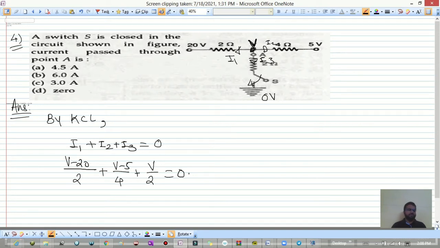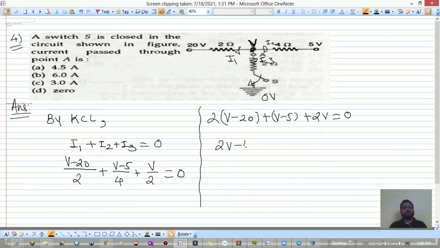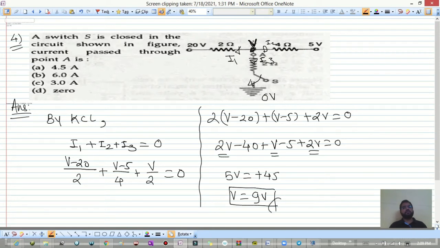Now multiply by 4, and you will get V minus 20 times 2 plus V minus 5 plus 2V is equal to 0. So you will get 2V minus 40 plus V minus 5 plus 2V is equal to 0. The 2V, V and 2V become 5V is equal to minus 45, sorry, plus 45, so V is equal to 9 volts. Once we get this 9 volt as V, what is I1 now?